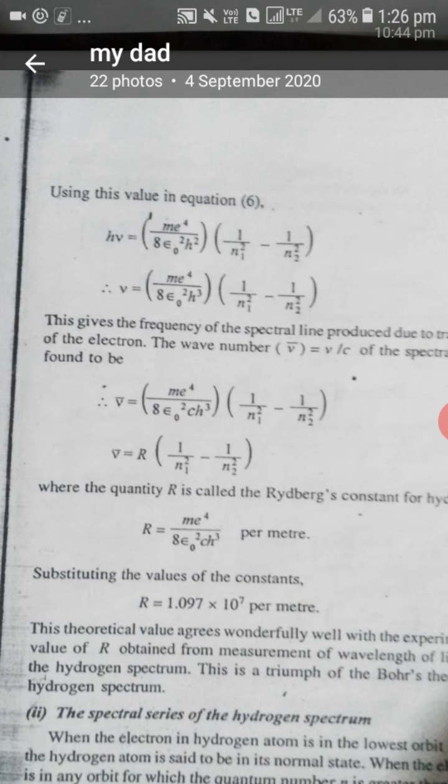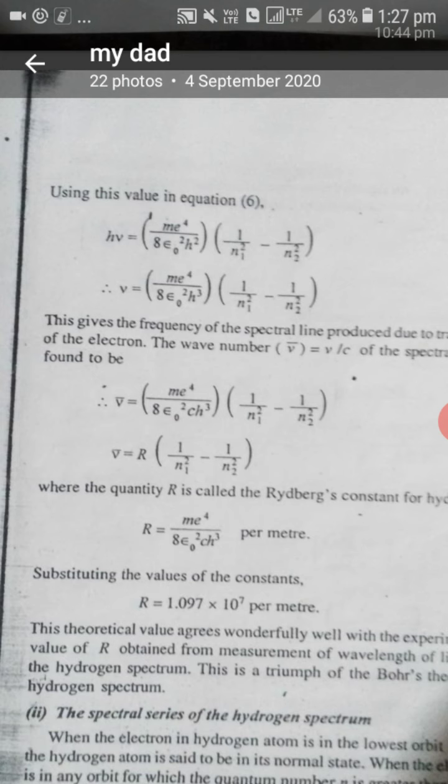That is nu bar is equal to m e power 4 by 8 epsilon naught square c h cube. It is a constant, that is equal to R. This constant R is called the Rydberg constant. Therefore nu bar is equal to R into 1 by n1 square minus 1 by n2 square.